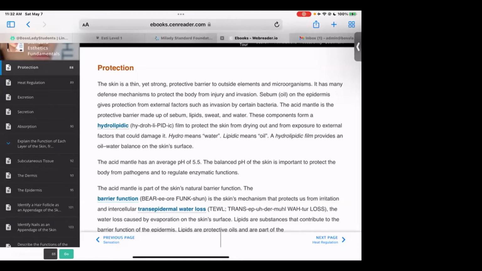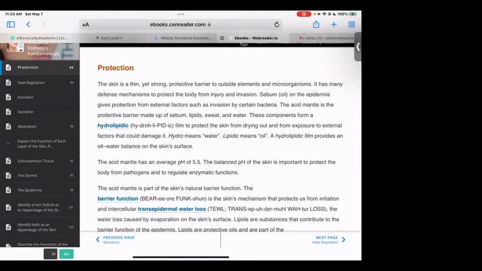So the acid mantle, again, that's going to be an important word for you. You're going to use that throughout your career, right? The acid mantle is the protective barrier made up of sebum, lipids, sweat, and water. So write down acid mantle if you haven't already. Your acid mantle is the protective barrier, and it is made up of sebum, lipids, sweat, and water.